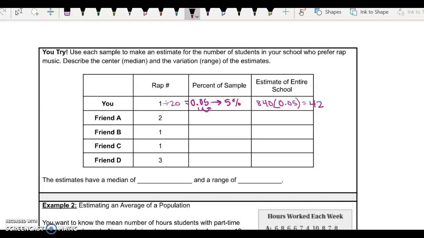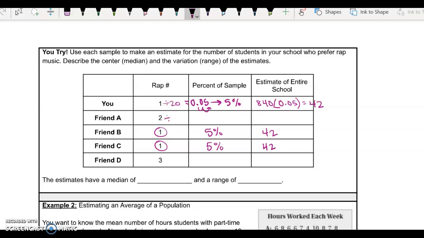What's nice is we know now that each one that has a 1 is also 5%, because no matter what, 1 divided by 20 is 0.05, and that gives us 5. And when we multiply that by 840, we will get 42, again for both of those.